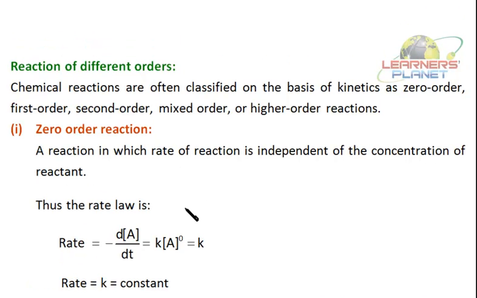So the rate law, what is the rate of reaction written as? Rate of reaction, this is the instantaneous rate, that is, a very small change in concentration of A at any instant of time. And the rate of reaction is proportional to the molar concentration of A raised to the power 0. That is, the rate is independent of the molar concentration of A. Now K is the constant.